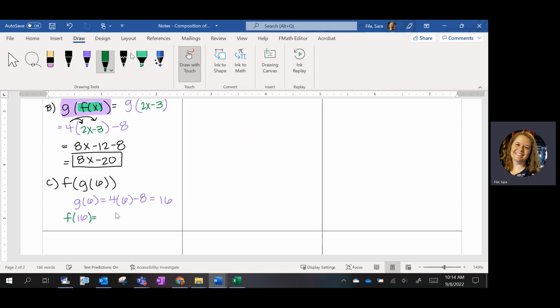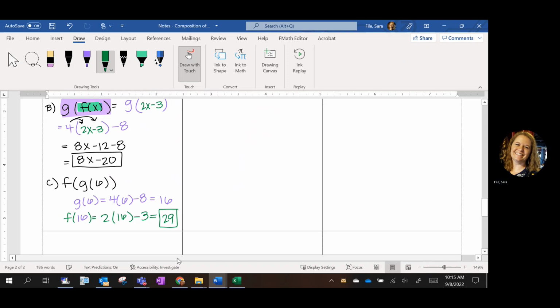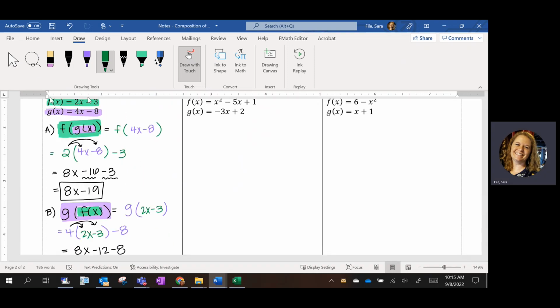Okay, and the f function is 2x minus 3. So that's 2 times 16 minus 3. Okay, so that's 32 minus 3 is 29. You may have done it a different way, but you still should have gotten 29 if you did it correctly. Questions about that one? Feel okay about those? What types of functions were those, both g and f? Those were both linear functions.